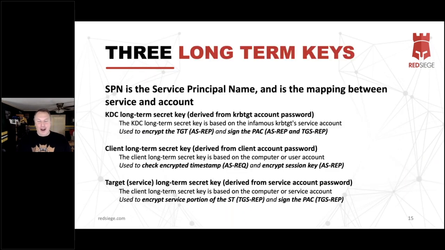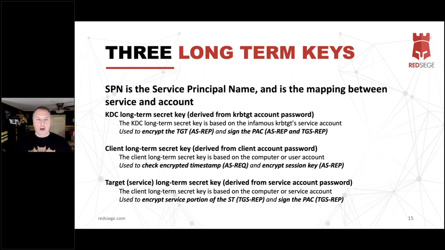All right. So that's the mapping between these pieces. Now let's talk through some of those different long-term keys. As we mentioned, we have those three pieces: the target service, the client, and then of course the KDC. Each piece has its own long-term key. The KDC's long-term key is the password hash of KRBTGT. You've probably heard about that. If you've done anything with golden tickets, you're probably familiar with this account.